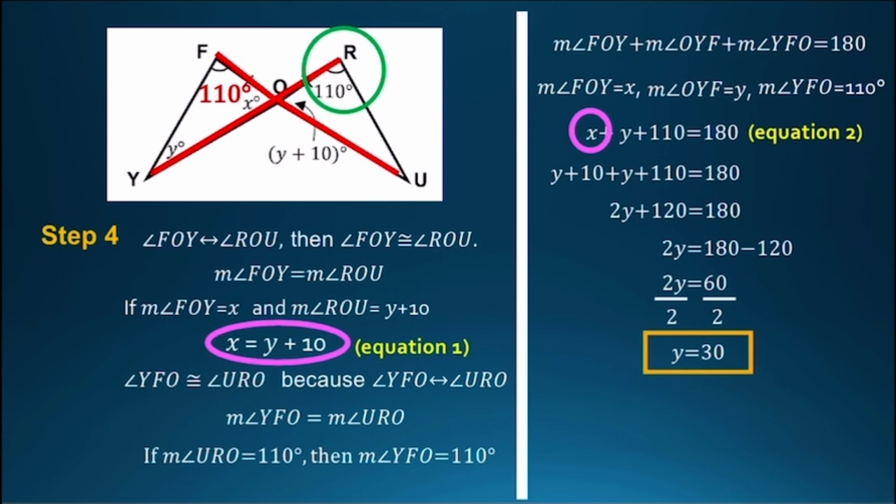And to solve for x, we will substitute the value of y in equation 1. Since our equation 1 is x is equal to y plus 10, if we substitute the value of y as 30, it will become x is equal to 30 plus 10. And our x is equal to 40. Therefore, the values of x and y respectively are 40 and 30.